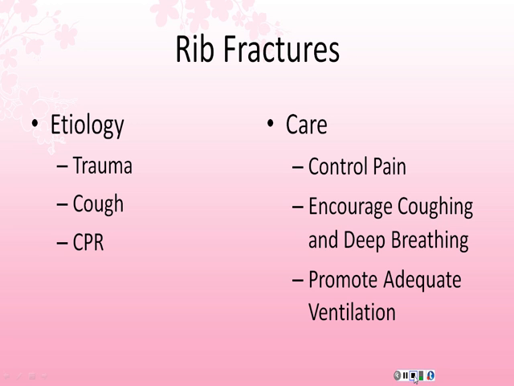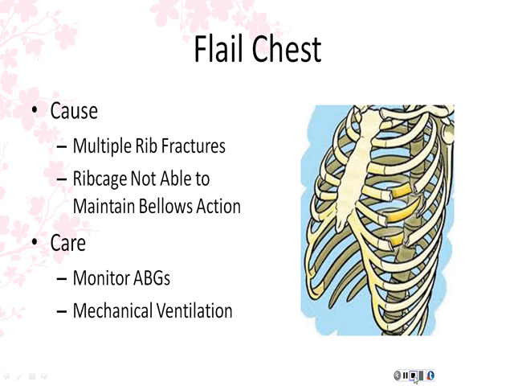Flail chest: this is multiple rib fractures, usually defined as 3 or more adjacent ribs broken in at least 2 places. The rib cage is not able to maintain this bellows action, and the affected part of the chest collapses with this negative pressure of inspiration and then bulges with expiration, which is called paradoxical respirations. So for care, monitoring ABGs, they may require mechanical ventilation, oxygen, pain medications for sure, and then monitoring again for signs and symptoms of a pneumothorax.